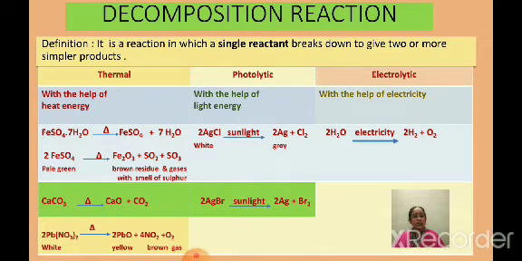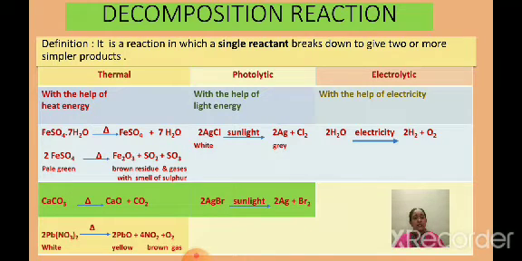The energy provided to the reactant can be in the form of heat, light or electricity. So depending upon whether energy is provided to the reactant in the form of heat, light or electricity, we have three different types of decomposition reaction. They are thermal decomposition reaction, photolytic decomposition reaction and electrolytic decomposition reaction.